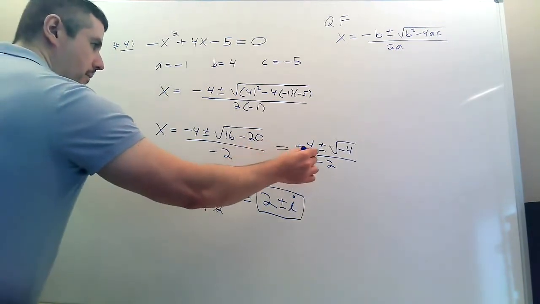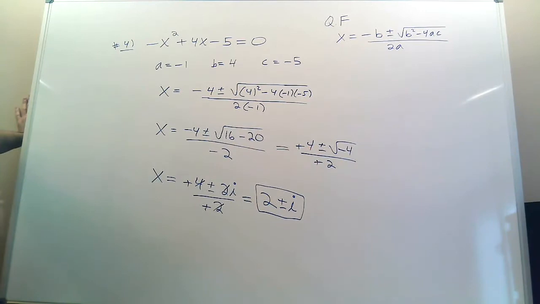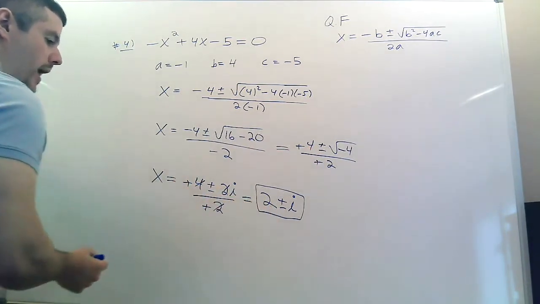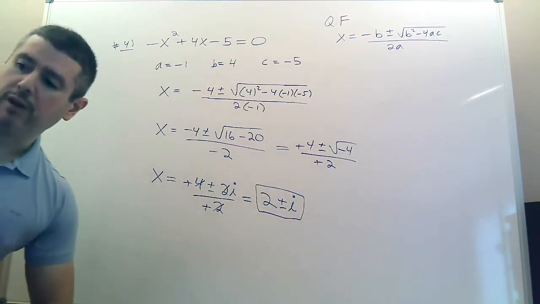You could have done it here. That's fine. Either way, at the end, you're dividing everything by 2. So the 2 on the bottom goes away. So the final answer is just 2 plus or minus i.